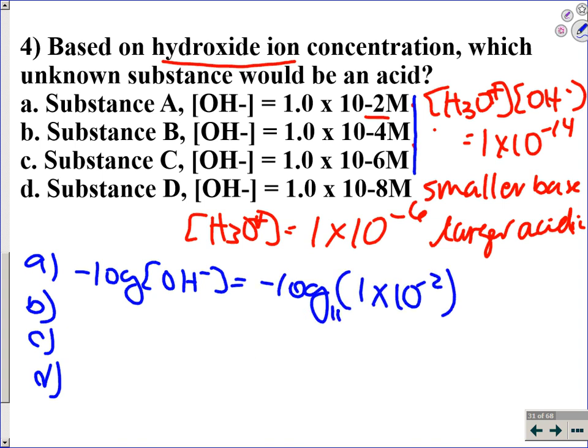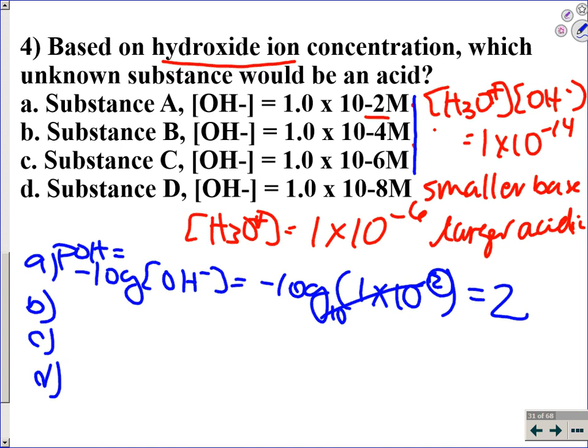Well, log base 10 and this base 10 basically cancel each other out. So the log of whatever this is just what the exponent is. It's 2. So if the pOH is 2, what's the pH? 12, okay? Next one is this. What's the pOH for B? 4, what's the pH? 10, okay?